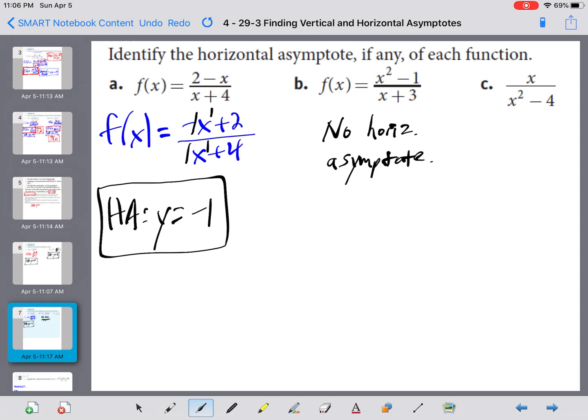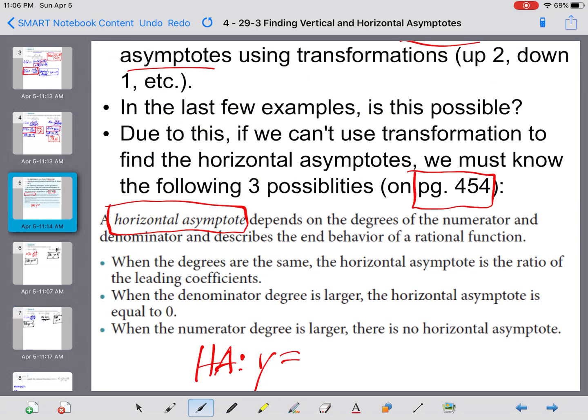We're not going to graph many that don't have a horizontal asymptote, but you should be able to identify the ones that don't have one. Letter C, you got an x to the first up top, you got an x squared down low. The top is smaller than the bottom, the bottom is bigger than the top, so the horizontal asymptote is automatically y equals 0. So again, not much work to be shown for the horizontal asymptotes. You just need to know these three rules on page 454.